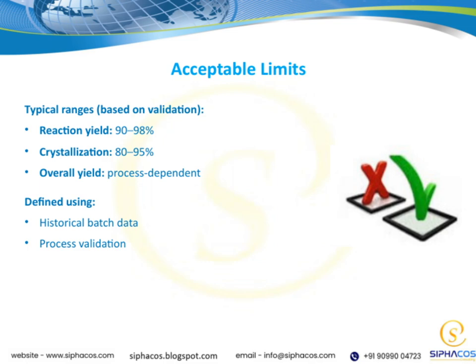It's important to remember that these ranges are not arbitrary. They're defined based on historical batch data and thorough process validation. By analyzing past batches and validating our process, we ensure these limits are realistic and serve as benchmarks for quality and consistency. This connection between data, validation, and acceptable limits helps us maintain high standards and continuous improvement in our manufacturing.